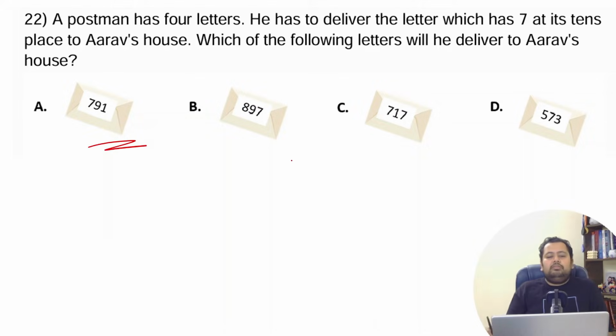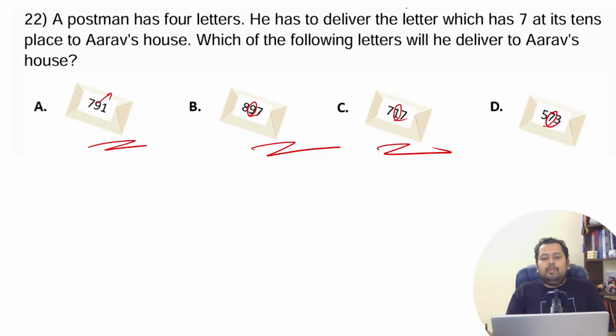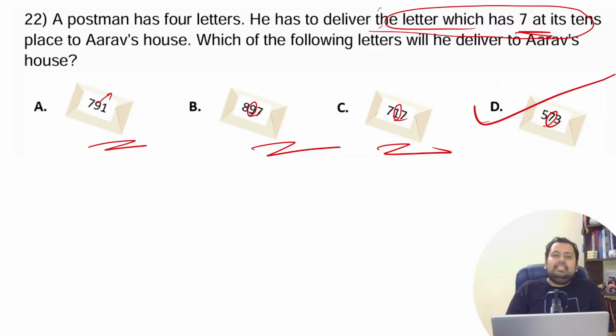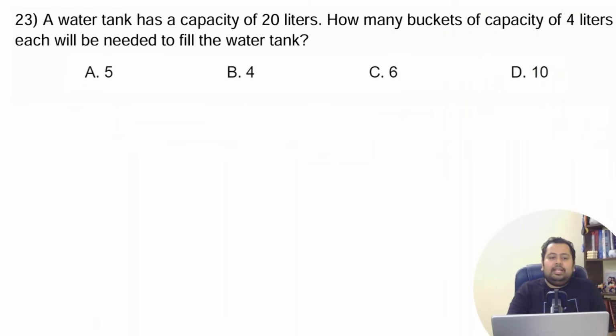Easy one. I would not give a lot of explanation. Out of all the four, if you look at the tens place, here 9 is in the tens place. Here again 9 is in the tens place. Here 1 is in the tens place. And here 7 is in the tens place. He will deliver the letter that has 7 in the tens place, right? So option D is the correct answer. I hope you got it correct. If you did, give yourself a star. And now we move to question number 23.